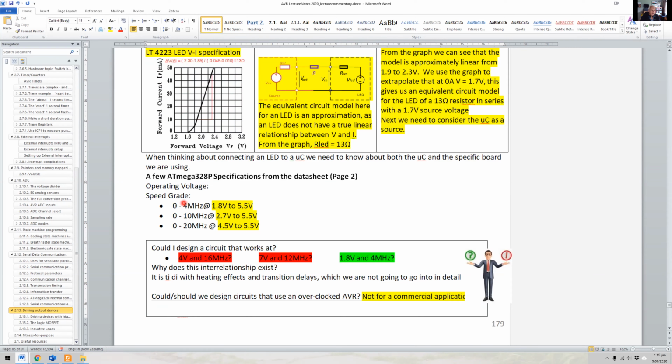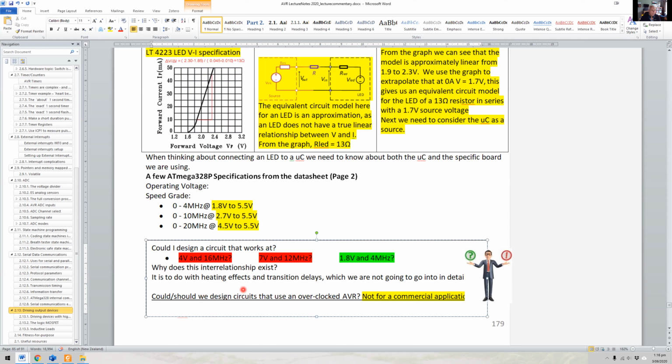If you're working at a low speed, you can go to a low voltage. And if you are working at higher speeds, you cannot go to the lower voltages, you have to be at a higher voltage, okay? And why does this sort of interrelationship exist? Well, it's to do with the heating effects perhaps of what's happening inside it, but certainly the transition delays and how quickly a microcontroller can transition between 0 and 5 volts, or 0 and its VCC, which we're not going to go into any detail, okay?